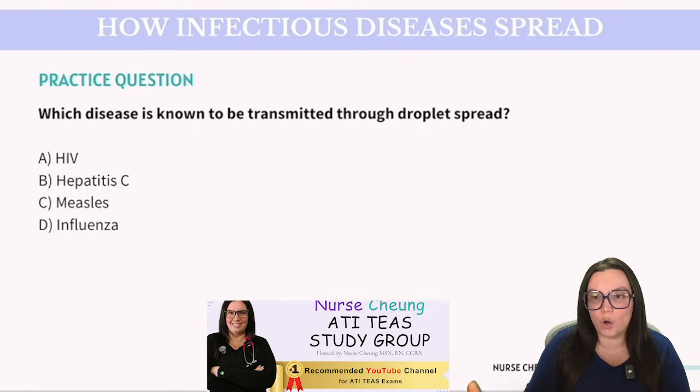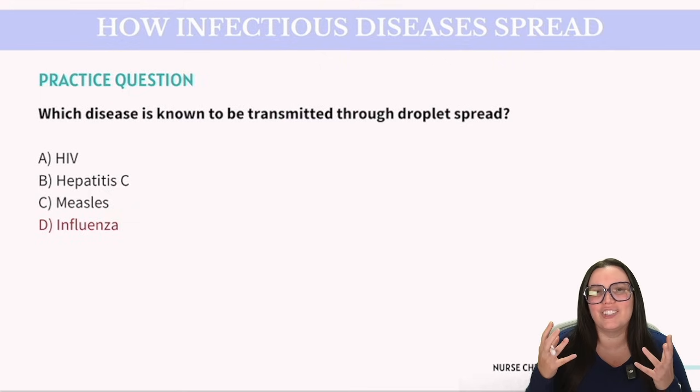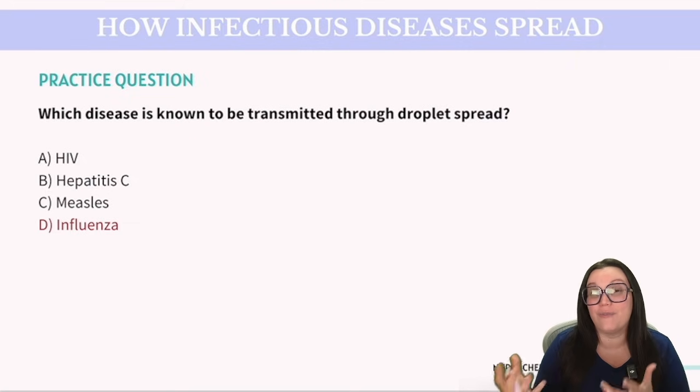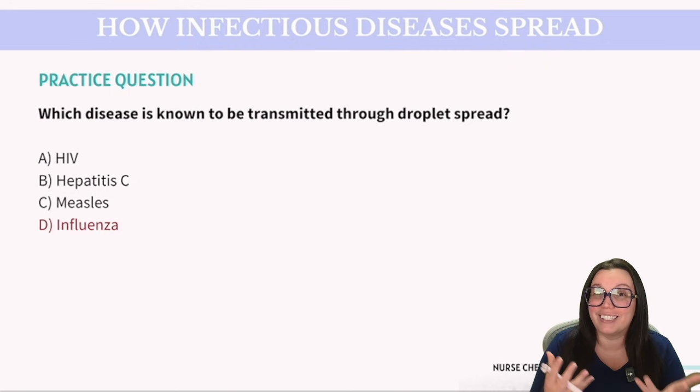Which disease is known to be transmitted through droplet spread? Is it A, HIV, B, hepatitis C, C, measles, or D, influenza? And the correct answer is D, influenza. Influenza is well known to be transmitted through droplets that are expelled from an infected person either coughing or sneezing, requiring close proximity to spread.